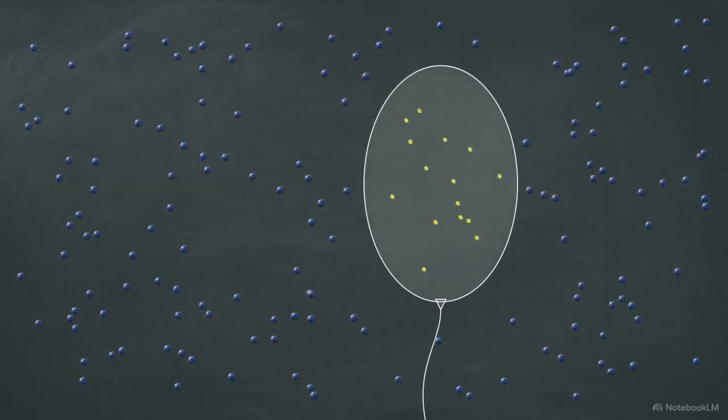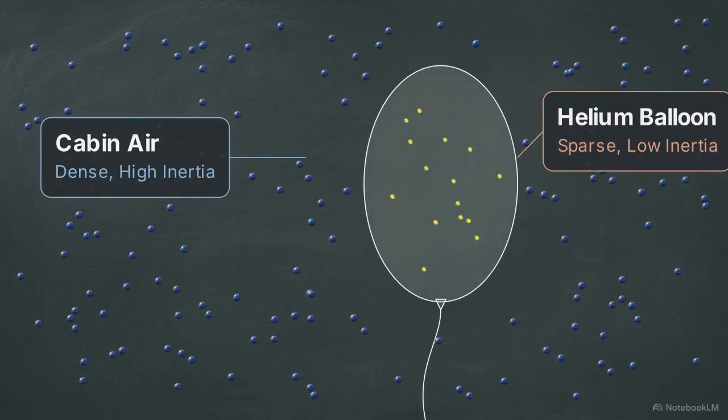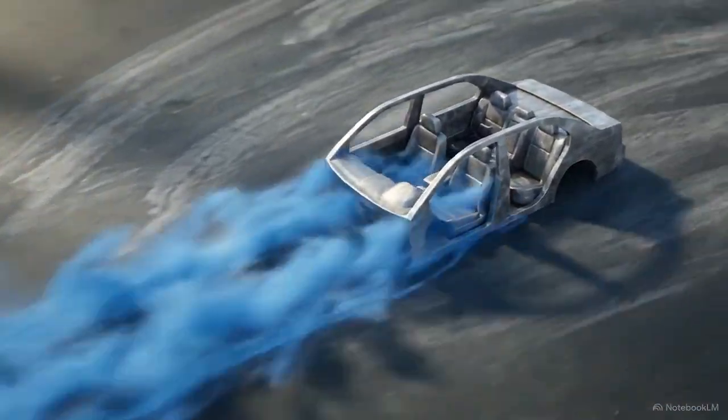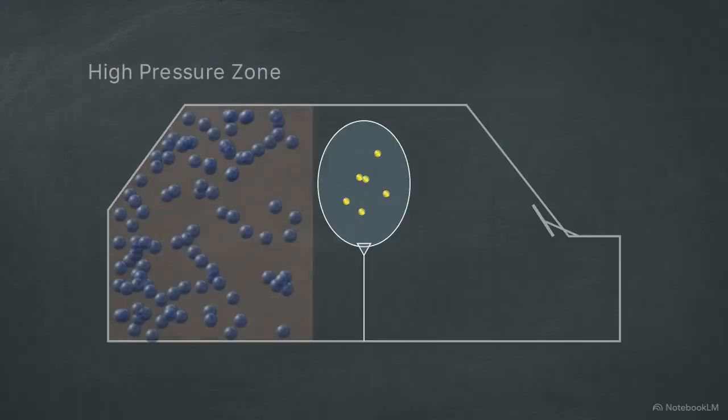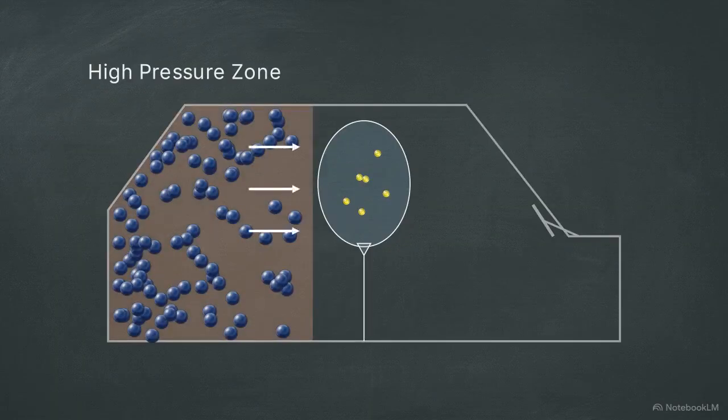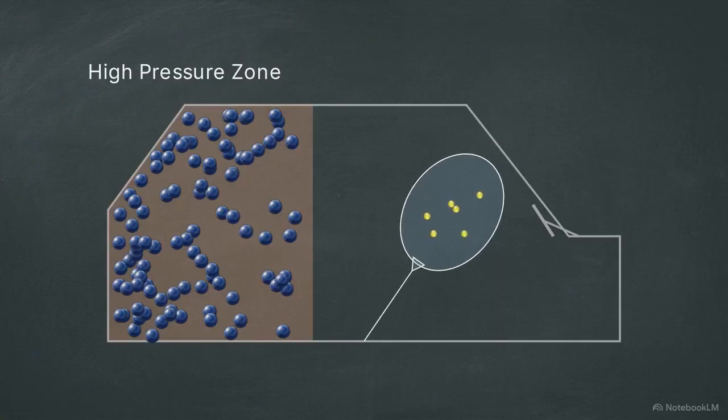Because the air inside the cabin is much denser than the helium, that air has greater inertia. As the car accelerates, the heavier air resists the forward motion, pooling at the back of the car. This creates a high pressure zone that physically pushes the lighter helium balloon toward the front.